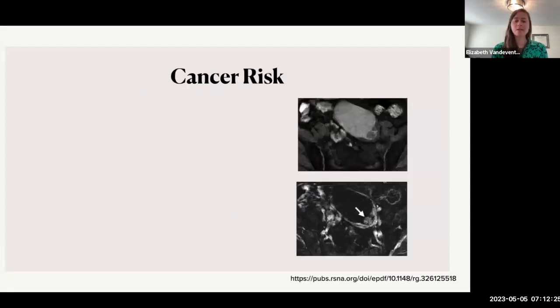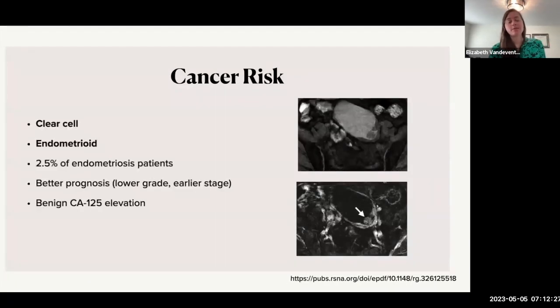Speaking of malignancy, the reason that we follow these patients is because there is a cancer risk associated with endometriomas. The 2 most common types of cancer that it develops into are clear cell and endometrioid.